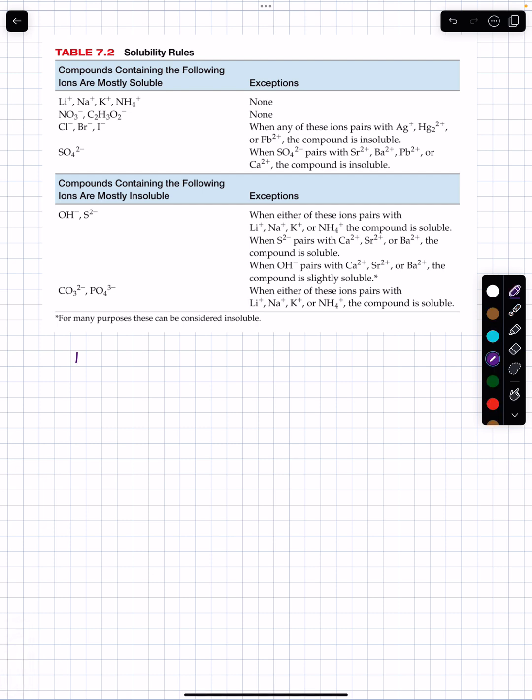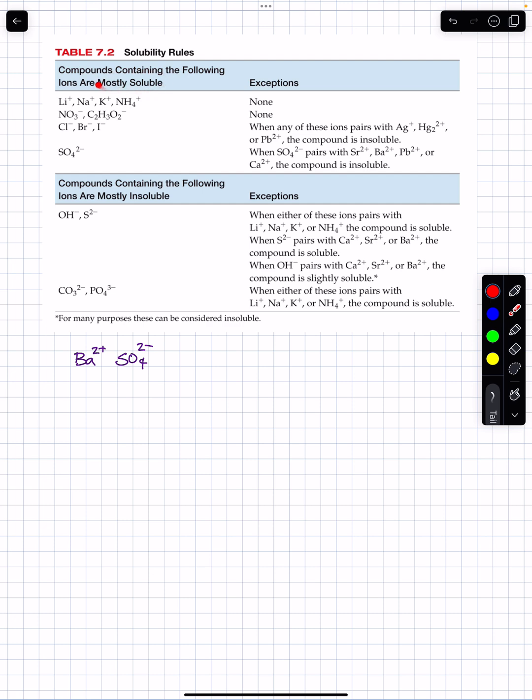So we're looking for barium ion and sulfate ion. And the way we use these solubility rules is we start at the top and we work our way down. So we look in the first row. No, we don't have those. Here, no. Here, no. Here we've got sulfate. So sulfate is in this top half.